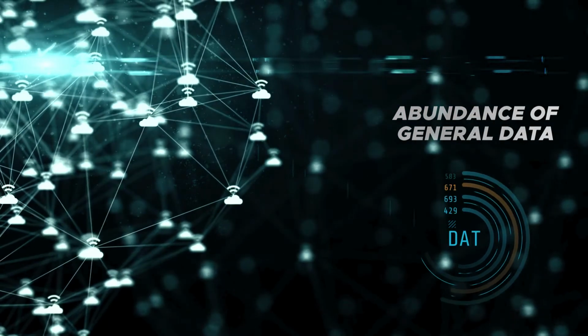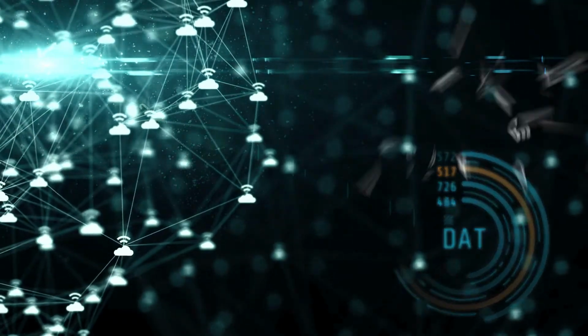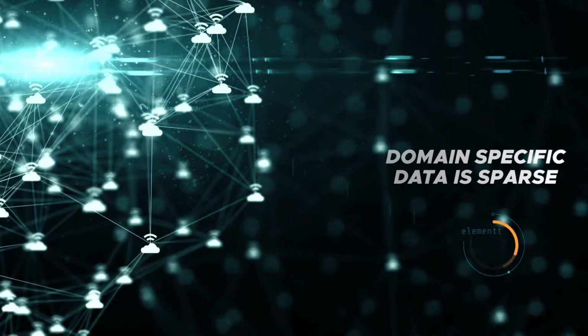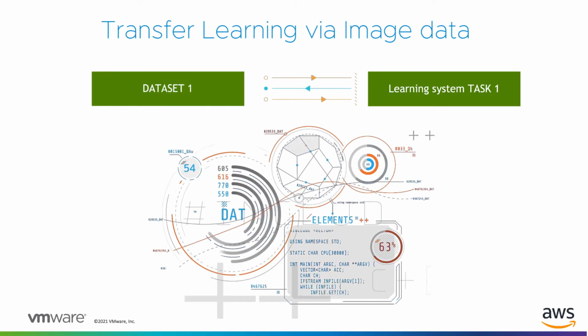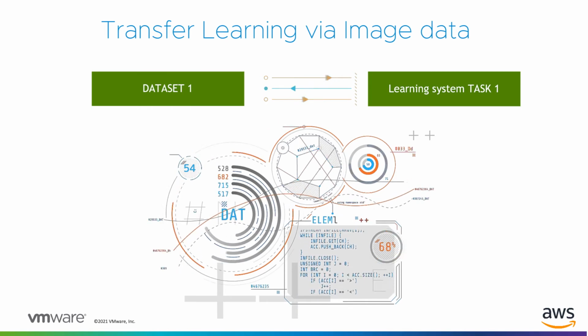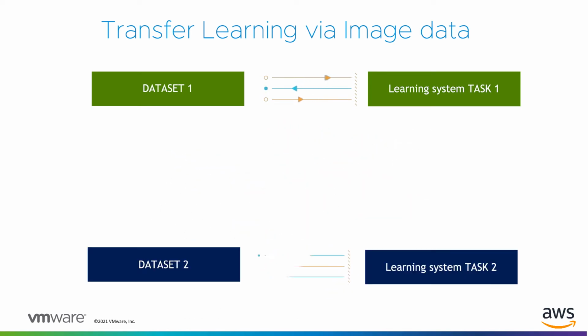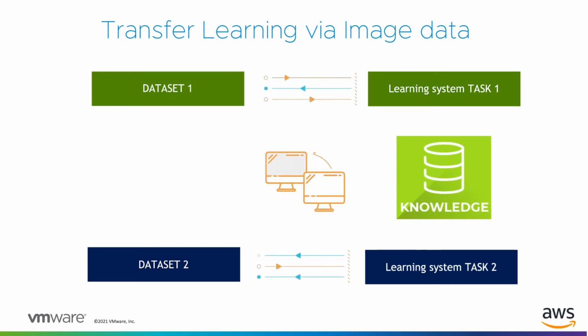There are many instances where there is abundance of general data, and domain-specific data for a similar category is sparse. Image data is a good example, where a general-purpose model can be created based on vast amounts of data. This model can then be repurposed and fine-tuned for a specific image recognition task where data is not abundant. Transfer learning is this concept where the general-purpose trained model is adapted and retrained with domain-specific data.